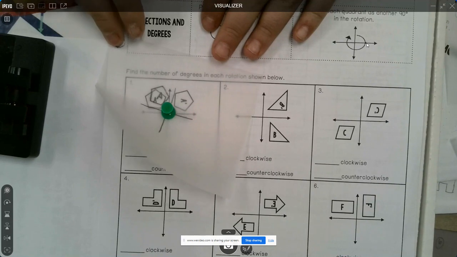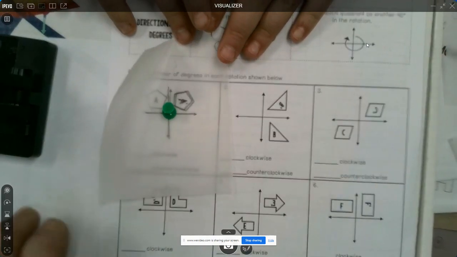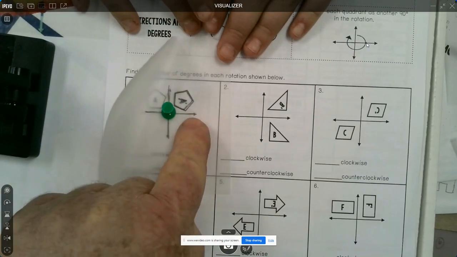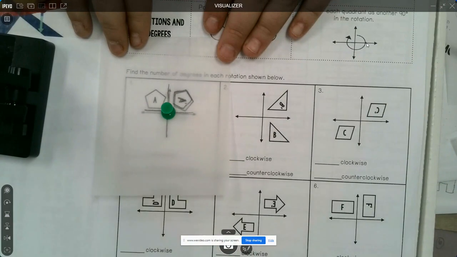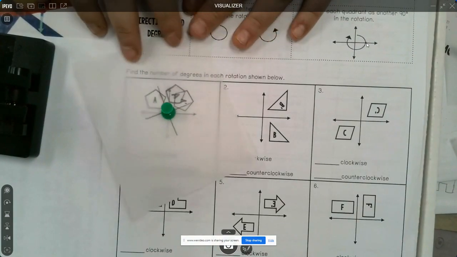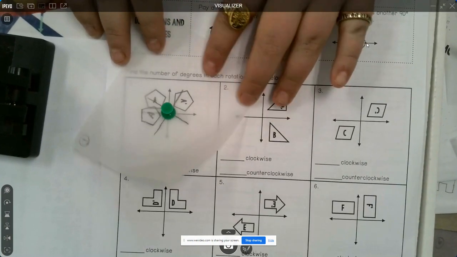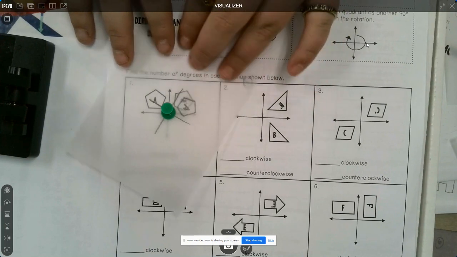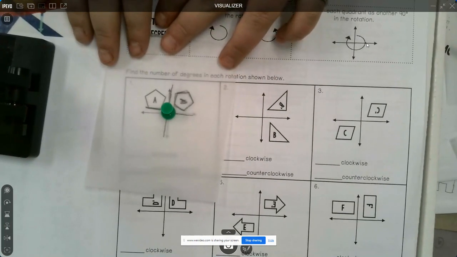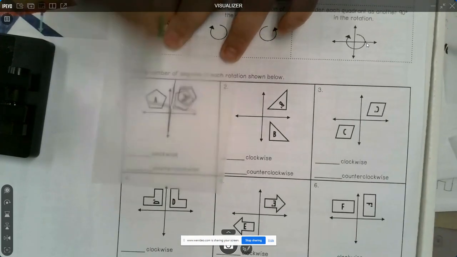Okay, so we're going to show you a couple of rotations here. If I rotate A from the initial point to A prime in the clockwise direction, that's a 90-degree rotation. If I go the other way, all the way back around, that's a counterclockwise rotation of 270 degrees. So that's quite a big one, huh?